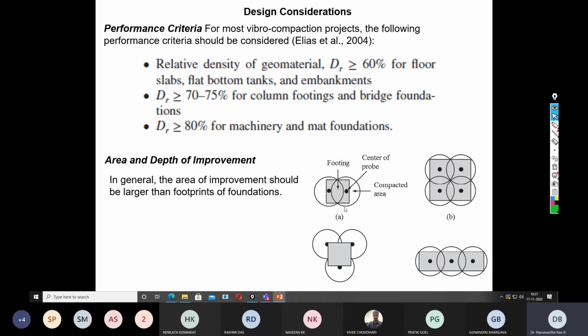Suppose you look at this schematic diagram A. This gray hatched square indicates the footing. The total area that should be improved is indicated by two circles. Similarly, in the other case, the gray hatched area is where the footing is going to be constructed, and these four circles indicate the improvement required. So you can go for either two circles, or four circles, or three circles, depending upon the footing shape, for different shapes of the footing.